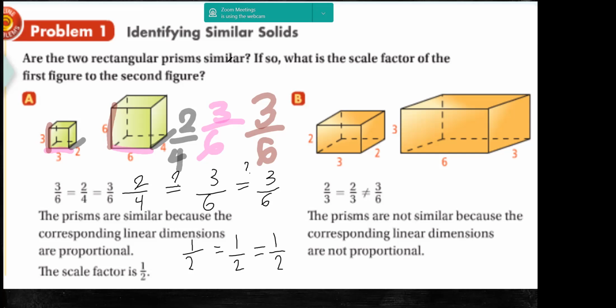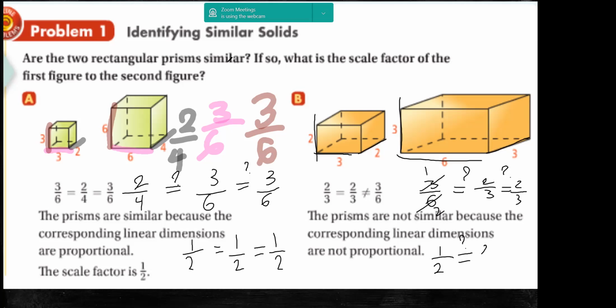But for the second one, to say whether these two prisms are similar, we have to compare each corresponding dimension, this 3 with this one. We write it as 3/6. Is it equal to 2/3? Is it equal to 2/3? To compare between them, we have to simplify. The first one can be written as 1/2. Does it equal 2/3? And does it equal 2/3?